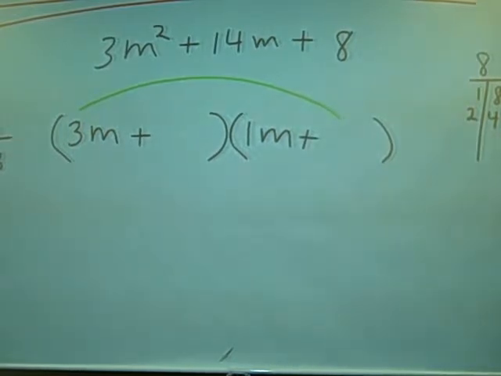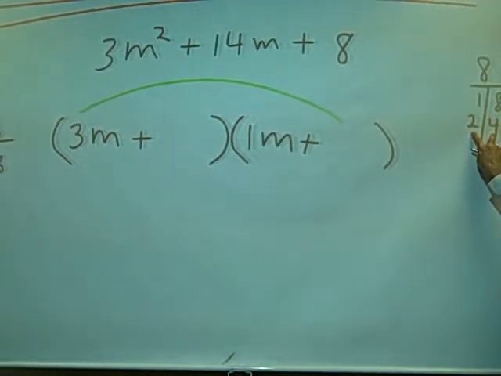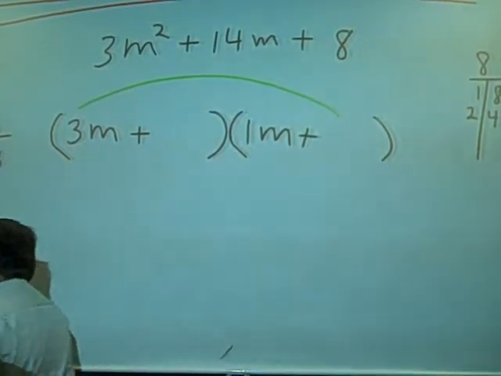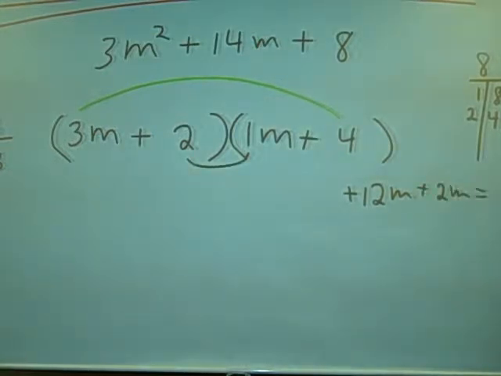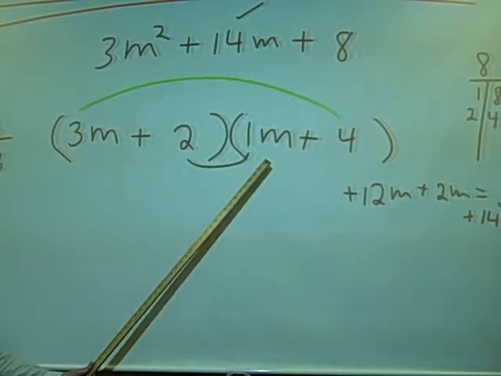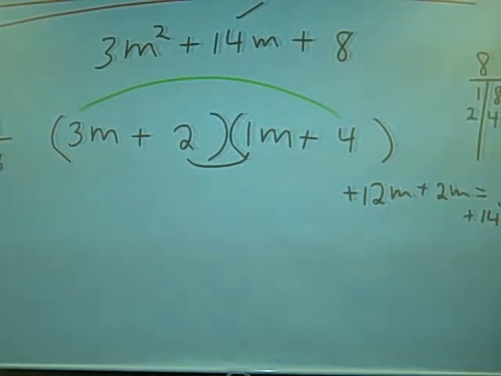Yeah, 3 times 4 is 12, right? So if you use 4, you've got to use 2 along with it because they go together. So if you put 4, you've got to put 2 with it too. Well, 3 times 4, that's positive 12m. And then 2 times m, that's plus 2m. And that gives us our plus 14m. And it checks. Okay? So doing it this way could really reduce the amount of trial and error and reduce your frustration level too. Alright?